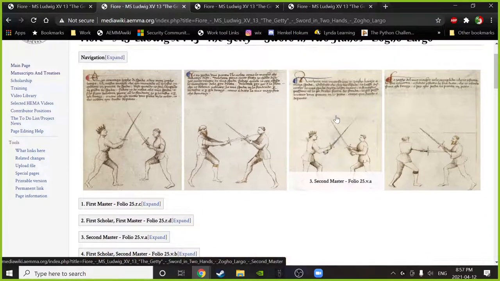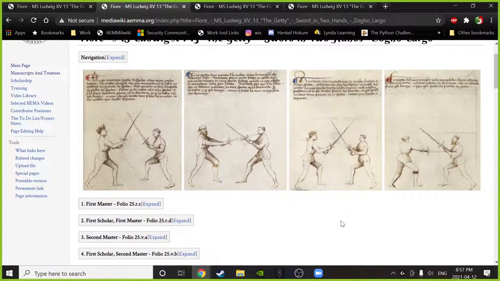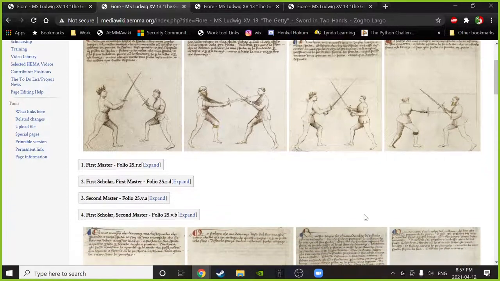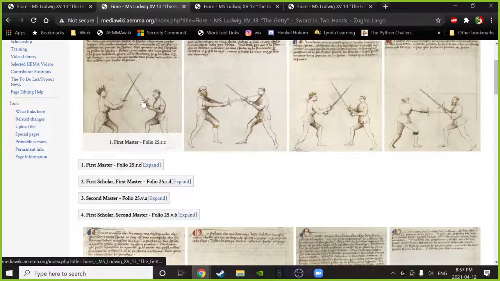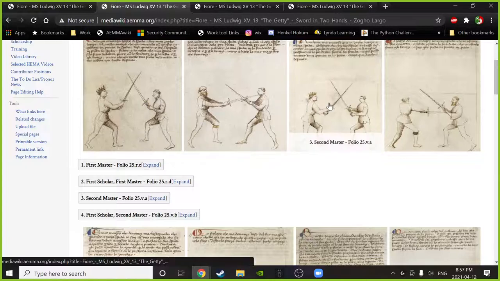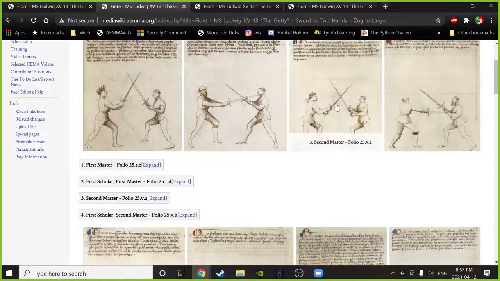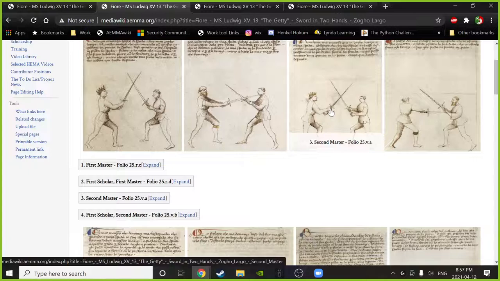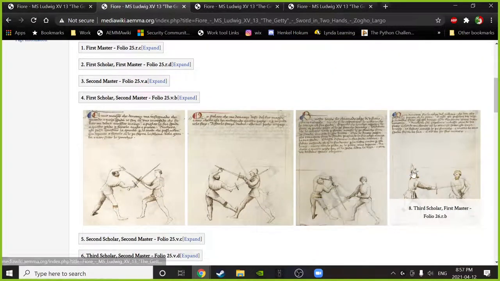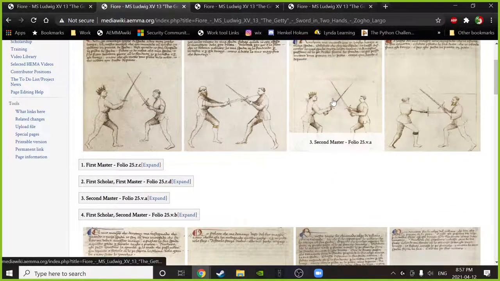Specifically, if we're going literally by what this crown and garter system suggests, then every scholar that follows a crowned master is the student of that master. Therefore, since there are two masters here that begin the section, the first master only has one scholar, and everybody else is going to be a scholar of the second master. So by that logic, this peasant strike is a scholar of the second master.